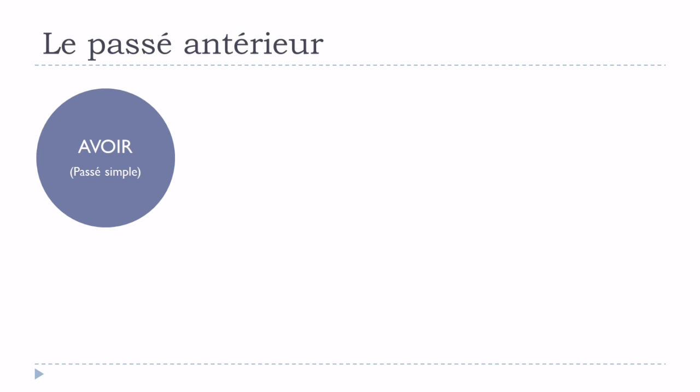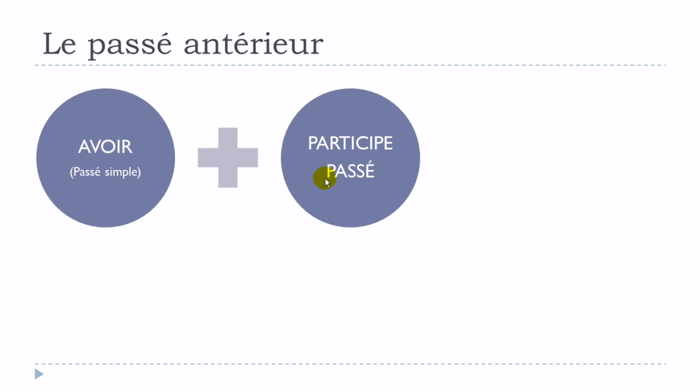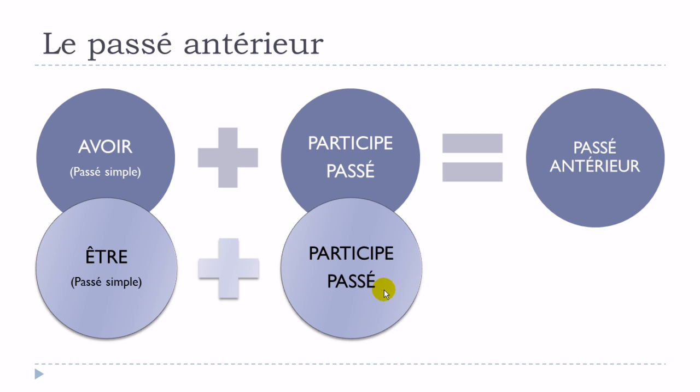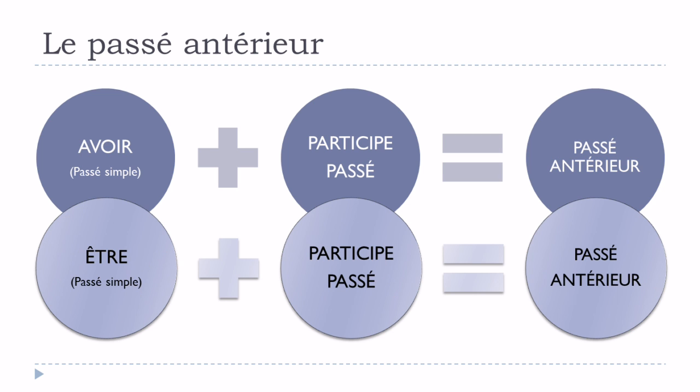Okay? So keep in mind that le passé antérieur, one more time, you get avoir conjugated at the passé simple, then you will have your participe passé form and you will get this passé antérieur form. In some cases, as we saw, we'll use être, same thing at the passé simple, then your participe passé, and it will give you le passé antérieur.